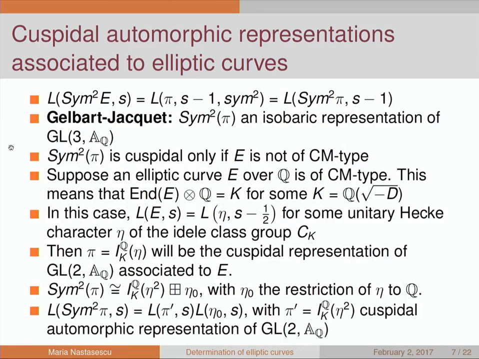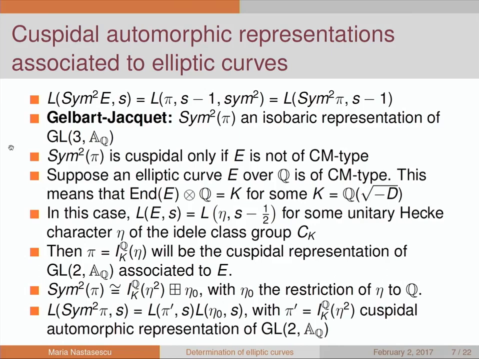So then using this isomorphism, we get that the L function of the symmetric square of pi at S is a product of the L function of pi prime, which is this cuspidal automorphic representation of GL2 given by the induction from K to Q of eta squared, times the L function of eta 0 at S, where eta 0 is the restriction of eta to Q. Okay, so this is what happens in the CM case.